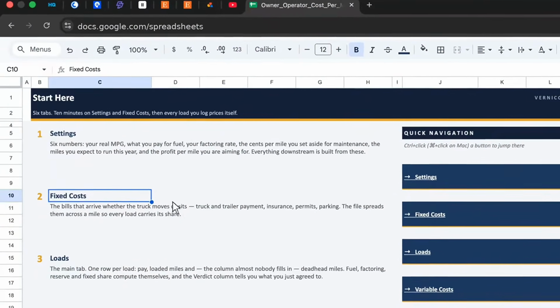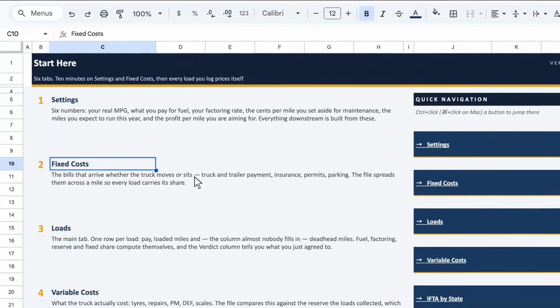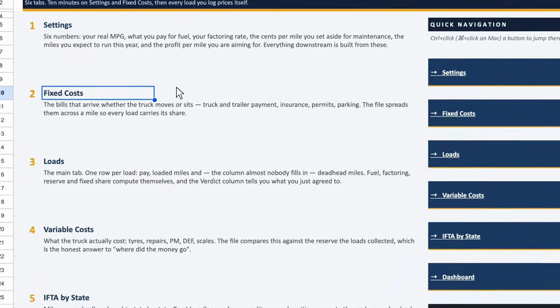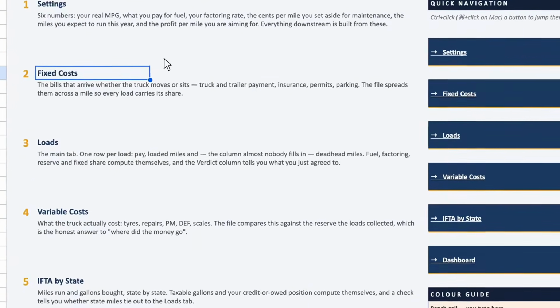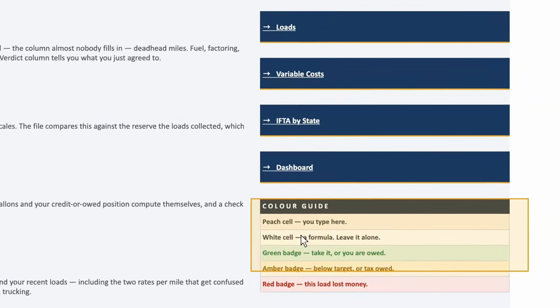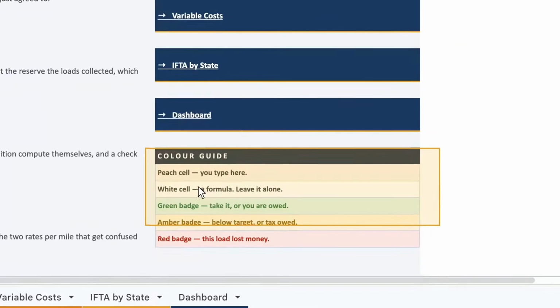What it does not do. It is not accounting software. It does not file anything. It will never tell you to refuse a load. It tells you what the load pays after everything, and the call stays yours. It works the same in Excel and in Google Sheets. Nothing to install, and the formula cells are locked so you cannot break them.